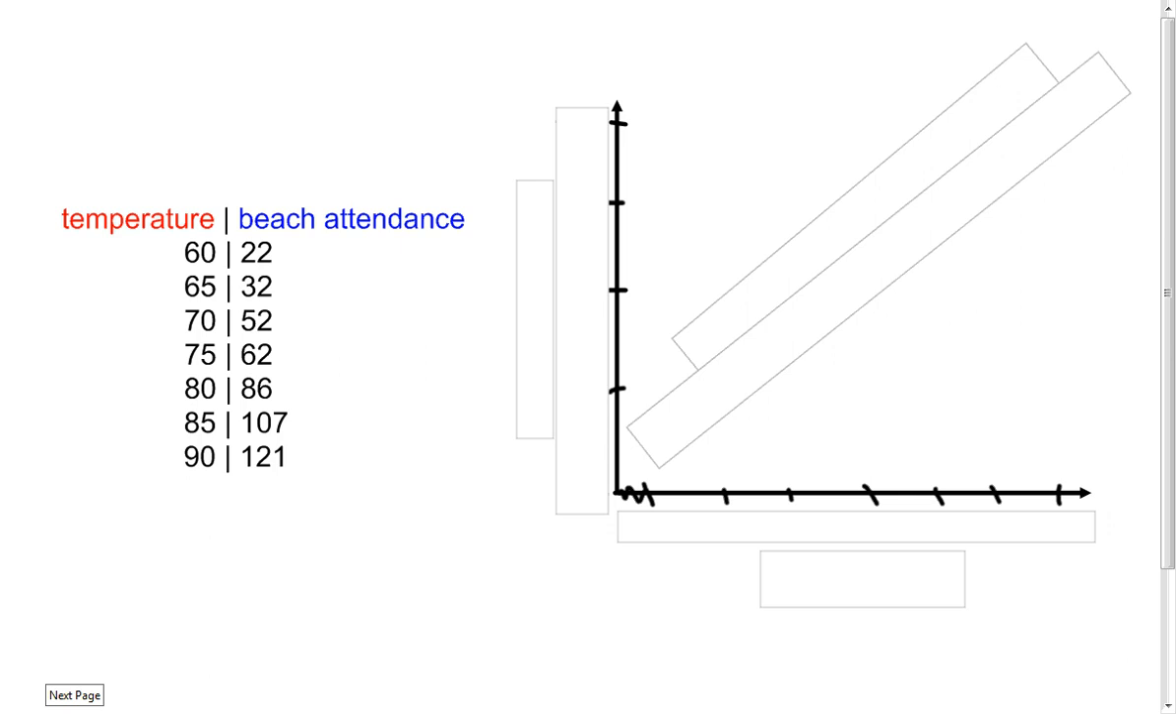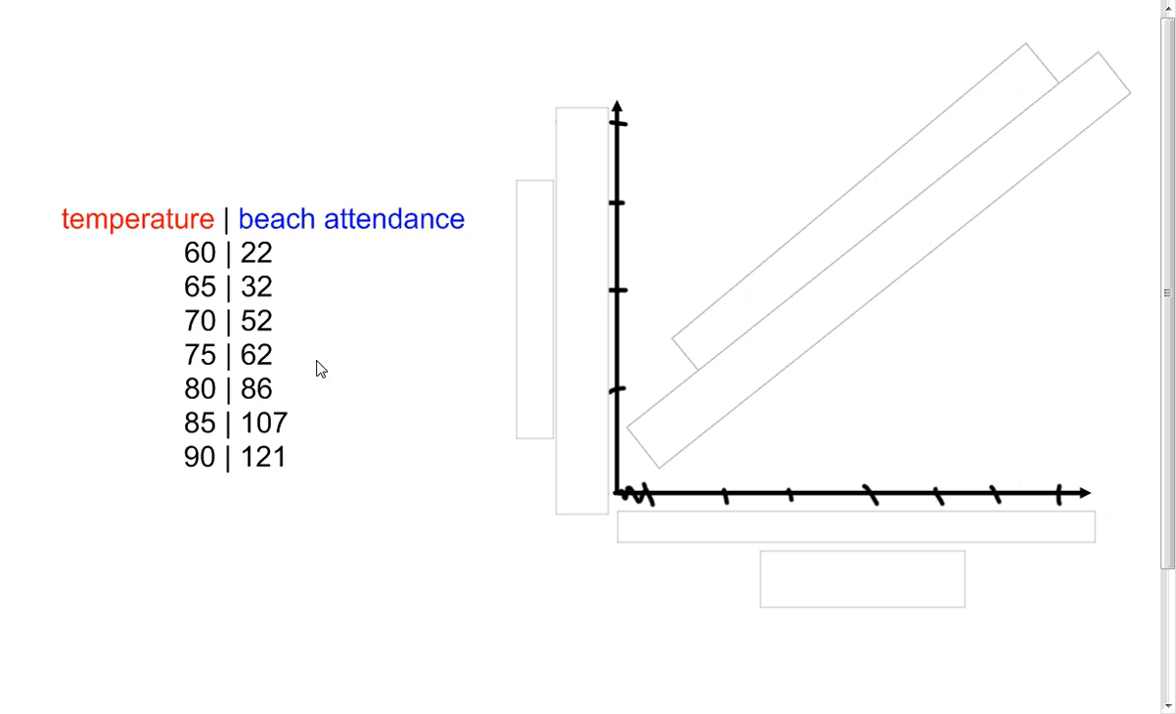Let's take a look at a new example now. We're going to look at the temperature, here in degrees Fahrenheit, versus the number of people at a beach. Well, your first instinct would say they seem like they would be correlated. As the temperature goes up, the number of people at the beach also probably goes up. However, the question is, which causes which?